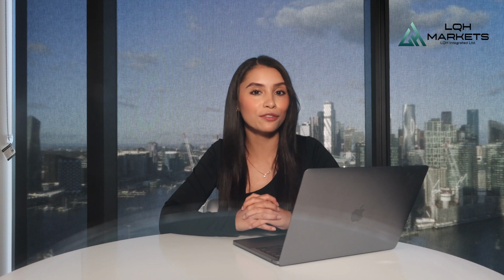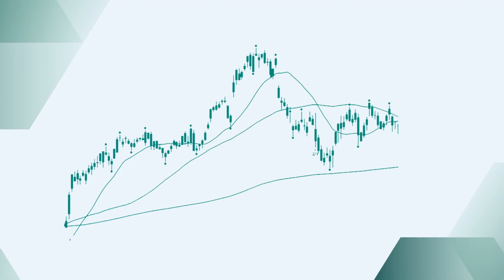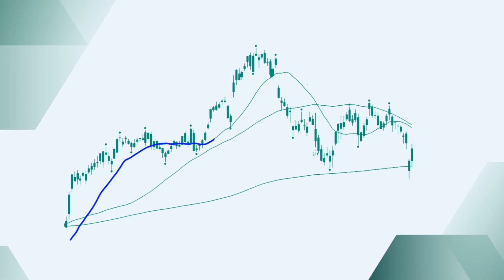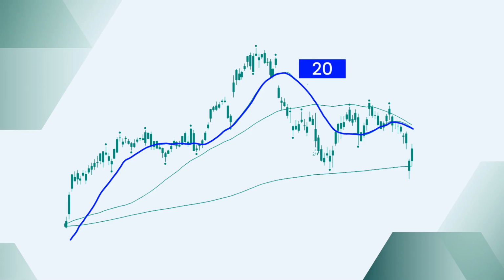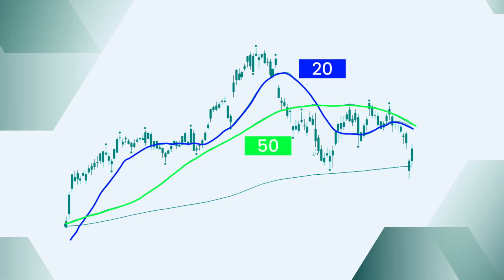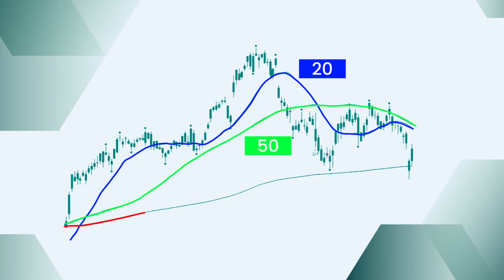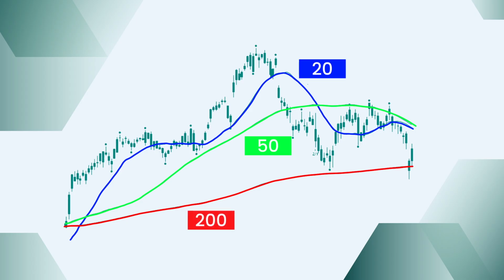You can use different time frames for different purposes. Short-term moving averages like 9 or 20 react fast and are great for quick trades or momentum shifts. Medium-term moving averages like 50 show the core trend. Long-term moving averages like 100 or 200 act like the compass of the market, the big picture direction.